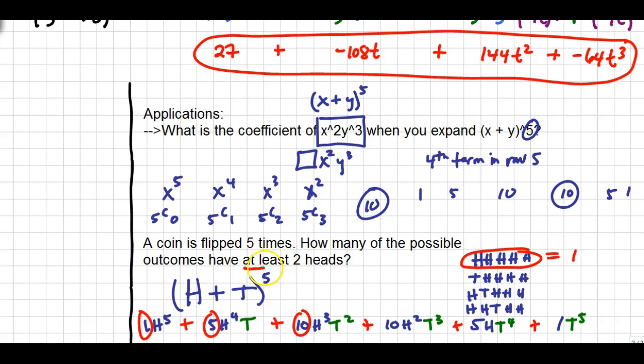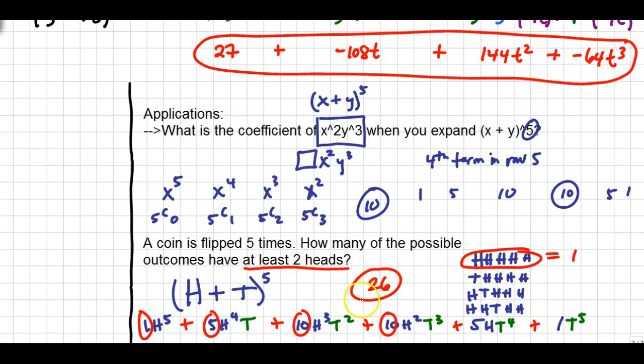So if we're looking for at least 2 heads, we want 2 or more. So I want to look for h to the 2nd and everything higher than that. So h to the 2nd occurs here with 10 outcomes being 2 heads, 3 tails. We got 10 outcomes where it's 3 heads, 2 tails, 5 outcomes for 4 heads, and 1 outcome for 5. So let's add those up. 10 plus 10 plus 5 plus 1 is 26. So rather than making the list, I can do the binomial expansion or the binomial theorem and just count the coefficients for what I'm looking for.